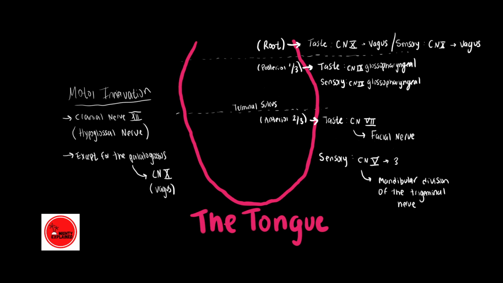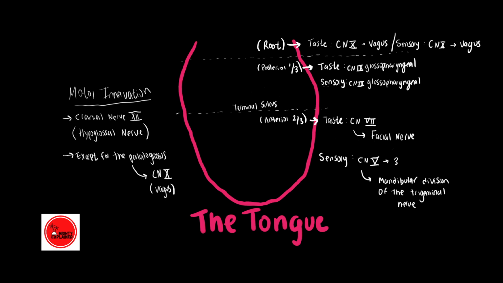So all motor innervation in the tongue is innervated by cranial nerve 12, which is the hypoglossal nerve, except for the palatoglossus muscle. So the palatoglossus muscle is going to be innervated by cranial nerve 10, the vagus nerve, while all the other muscles of the tongue are innervated by cranial nerve 12.